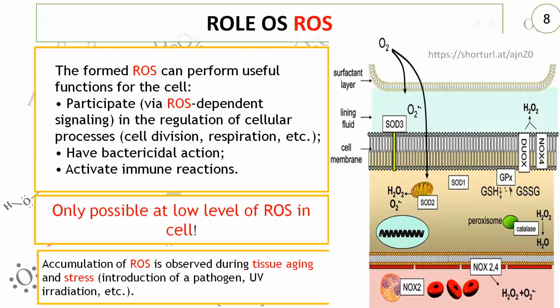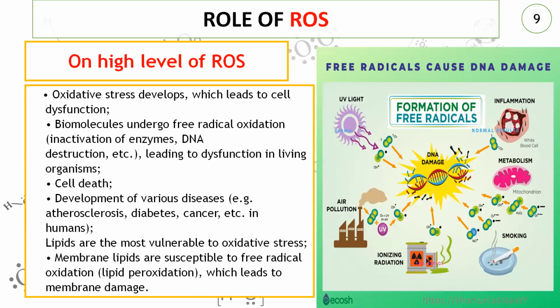The formed ROS can perform useful functions for the cell, such as participating in the regulation of cellular processes, having bactericidal action, and they can activate immune reactions. However, this is only possible at a low level of ROS in the cell. At high levels of ROS, oxidative stress develops, which leads to cell dysfunction.